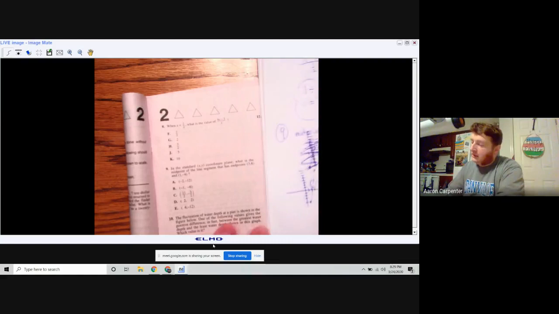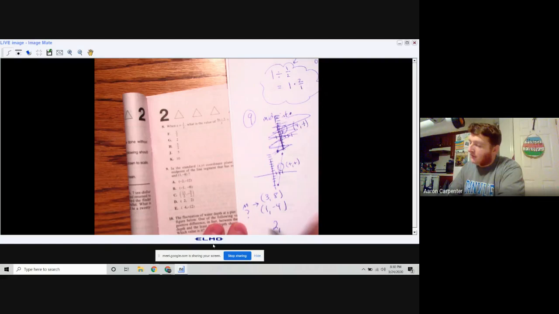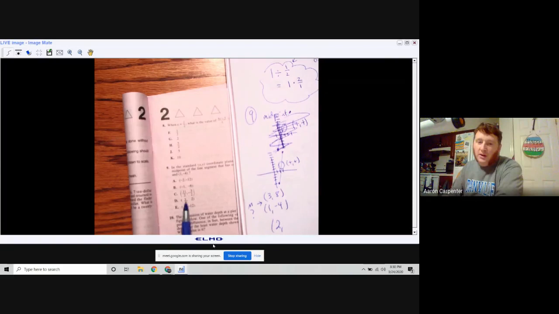All right, the ordered pair is 3, 8, and 1, negative 4. And the middle of 1 and 3 is positive 2. And if you look at the answer choices, only one of them has an x-coordinate of positive 2. I'll choose D and just move on. Taking this for real.